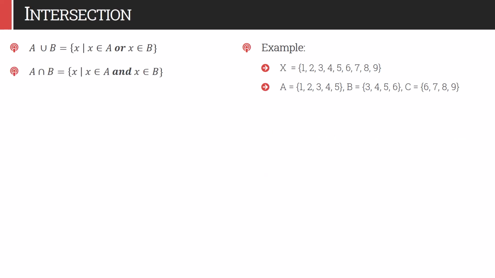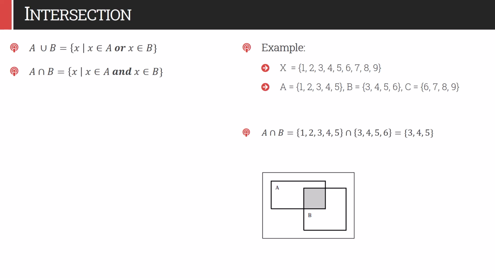A intersection B is defined by all the elements X such that X is a member of set A and X is a member of B. So here the condition is that the element must be present in both the sets. For the given data, A intersection B would be 3, 4, 5 because those elements are common in both the sets. Graphically, using a Venn diagram, we can represent it in this way. The shaded region is common in both the sets A and B. So that is the output.